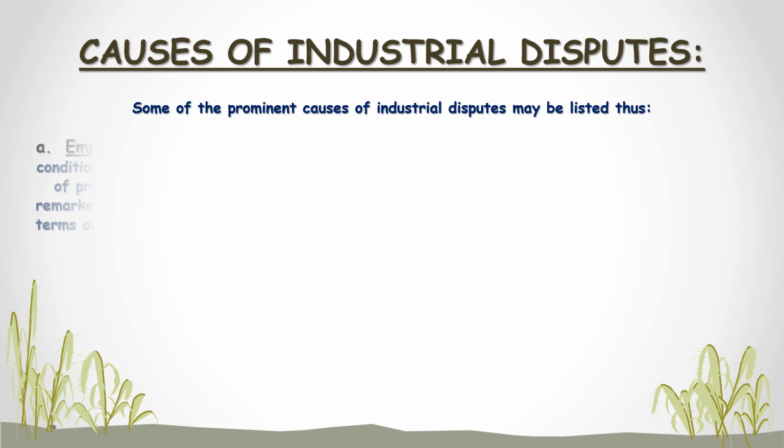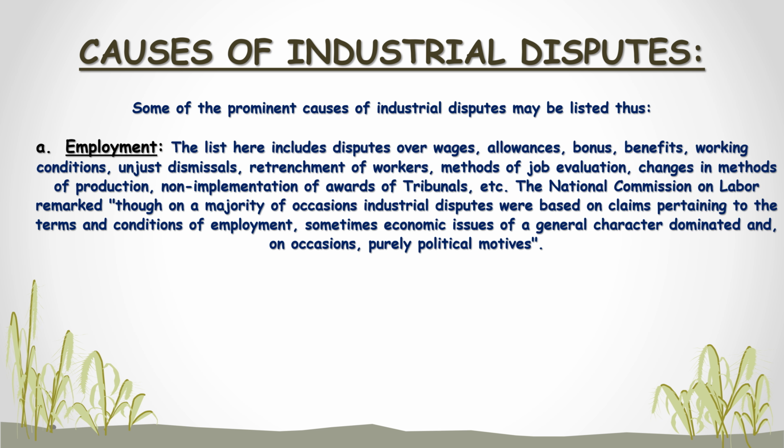A. Employment. The list here includes disputes over wages, allowances, bonus, benefits, working conditions, unjust dismissals, retrenchment of workers, methods of job evaluation, changes in methods of production, non-implementation of awards of tribunals, etc. The National Commission on Labor remarked that though on a majority of occasions industrial disputes were based on claims pertaining to the terms and conditions of employment, sometimes economic issues of a general character dominated and, on occasions, purely political motives.